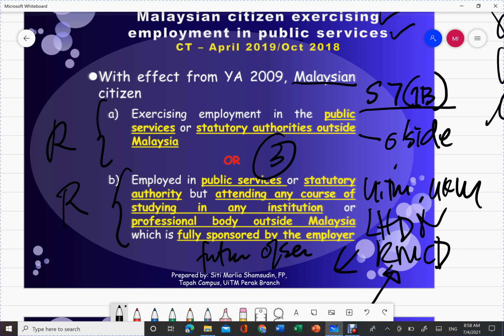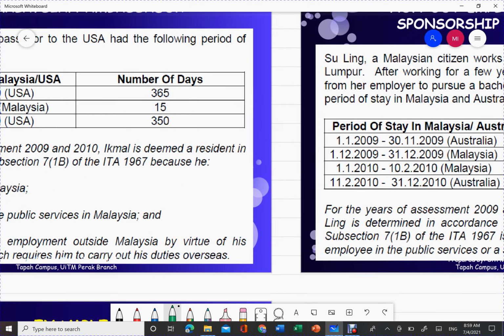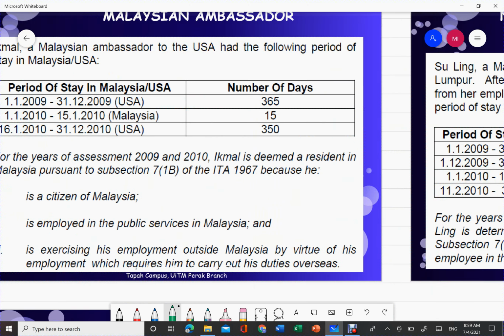Section 7(1)(b) here is specifically designed for people like this: Malaysian citizens who work in the public sector or public services, who are either sent to work abroad or have to further their study in any course of study. Alright, can you understand? Now we are going to look at an example.